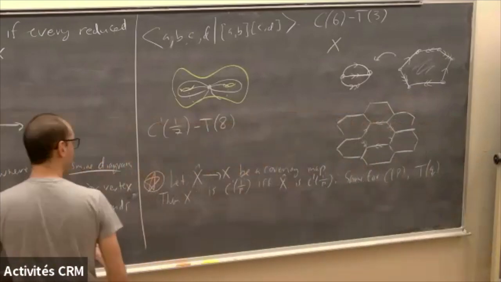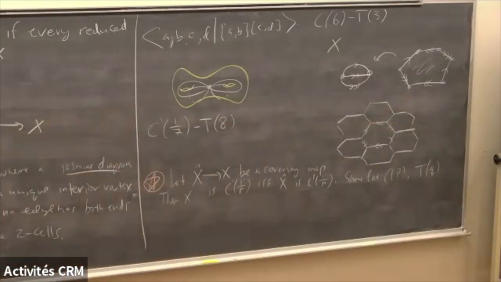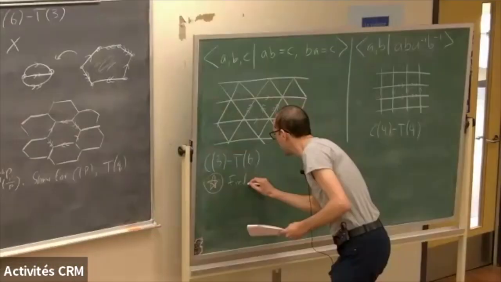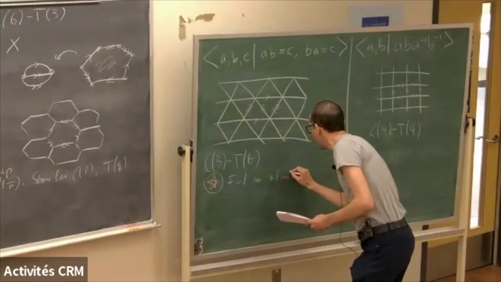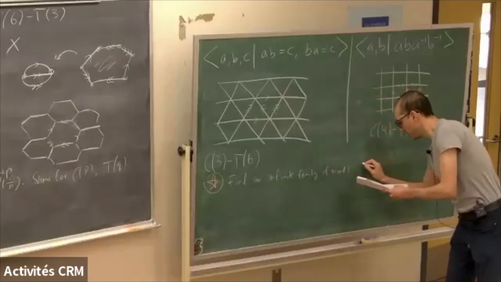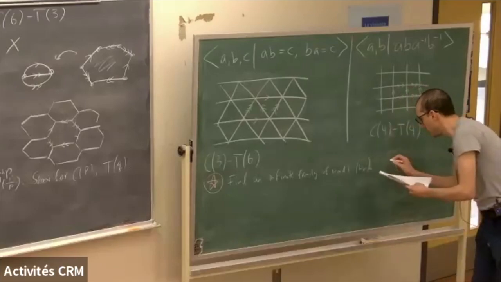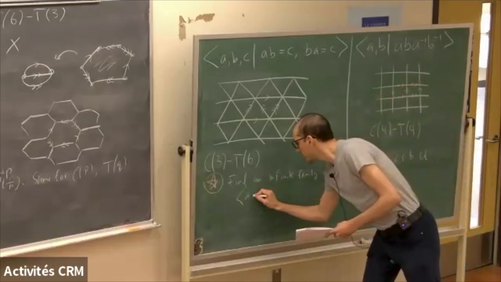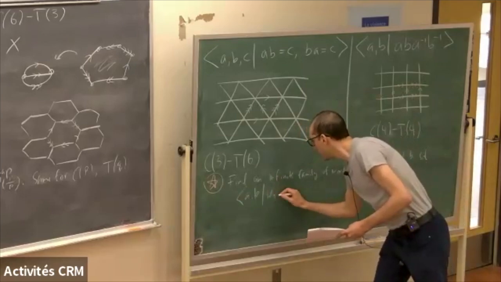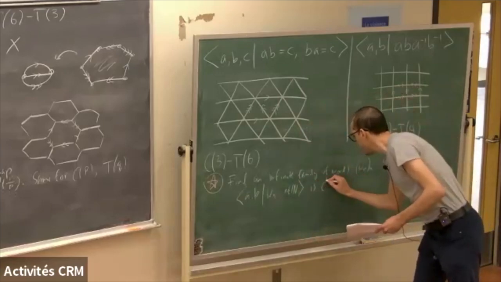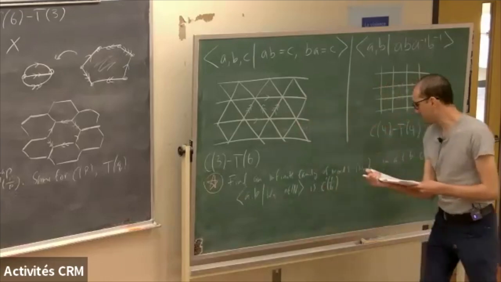Okay, another exercise, and I state this now so that you're aware that this is possible and not hard. Find an infinite family of words Wn in A and B such that the presentation with generators A, B and all these Wn's as relators is C prime of 1/6.